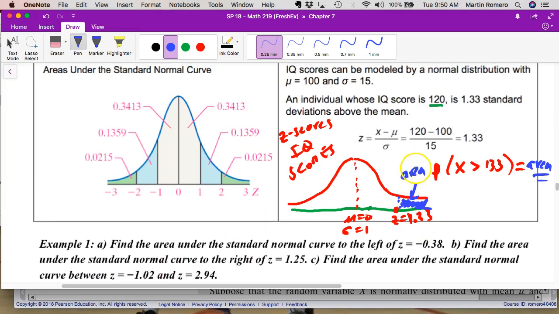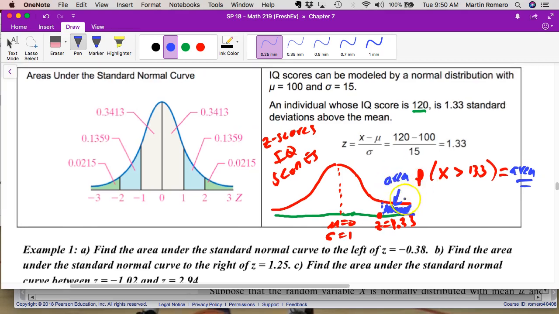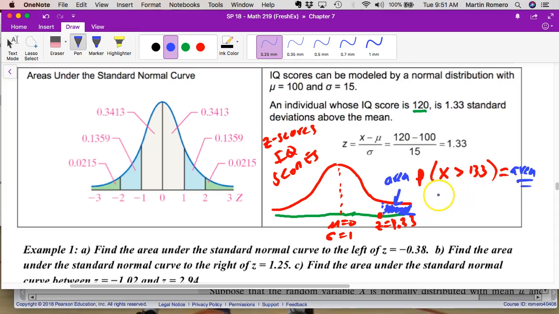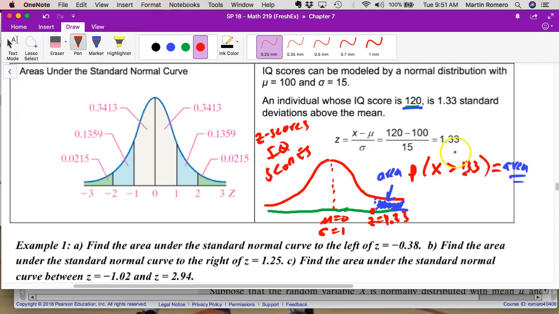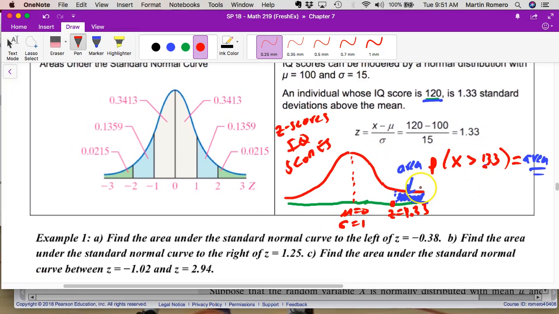We don't have rectangles. This is a weird shape. I don't have a formula to plug into, but I do need to find this area to find the probability of scoring higher than 120 on an IQ test, or getting a z-score of 1.33. Sorry, that's not 133, it's 1.33. I apologize. What's the probability of getting a z-score greater than 1.33 on an IQ test? We would want to answer that question.